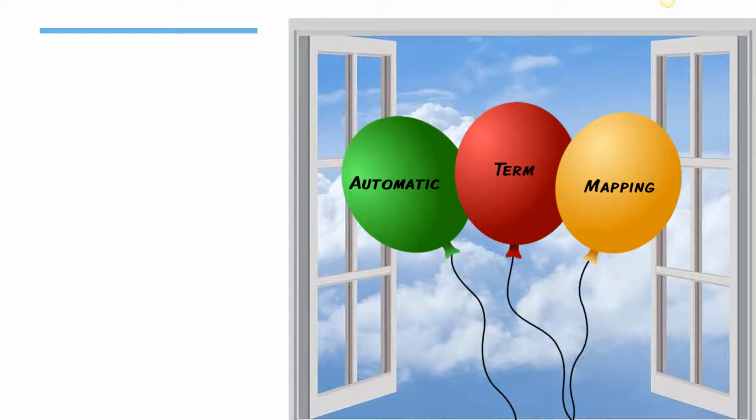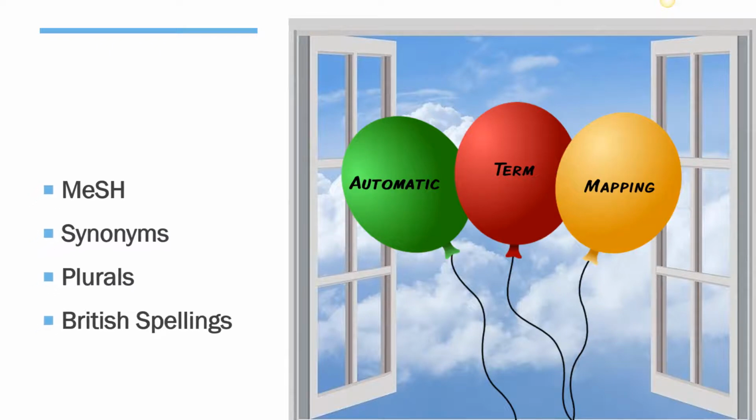This ATM feature optimizes your search by mapping your entry terms and phrases to the search indexes in PubMed. And these would include the MeSH subject headings, as well as synonym, plural, and British spelling index. So truncation or wildcards really aren't required.